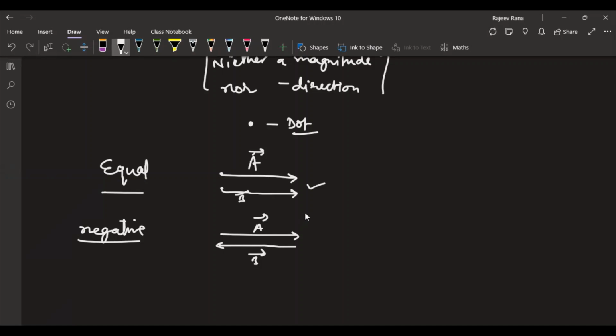Then, polar vector: a vector which has a beginning, an initial point, is called a polar vector.